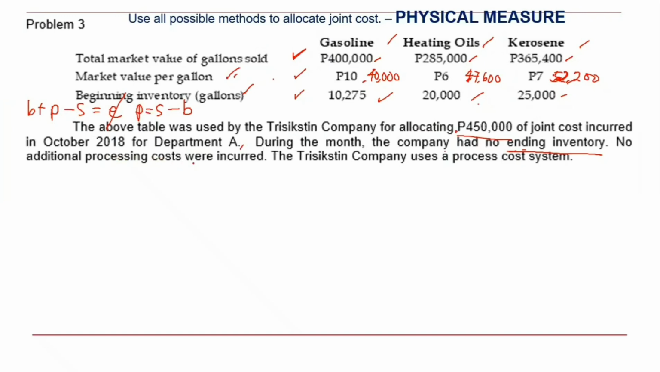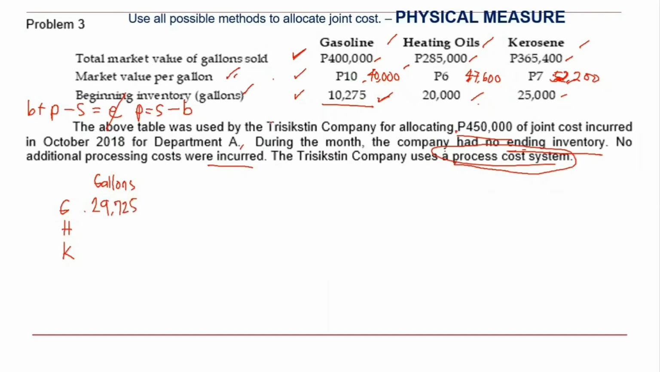So no additional processing costs were incurred. The 316 company uses a process cost system. Sinabi lang naman niya, pero hindi pa kayo solve using the process cost. Kung baga, ito na yung result nun. So, what do we do here? Let's just use G for gasoline, and then H for heating oils, and K for kerosene. So, ang gallons na kino-consider natin dito ay ilan? For G, it's not 40,000, and it's not 10 to 75, but the difference of the two. And that is 29,725.